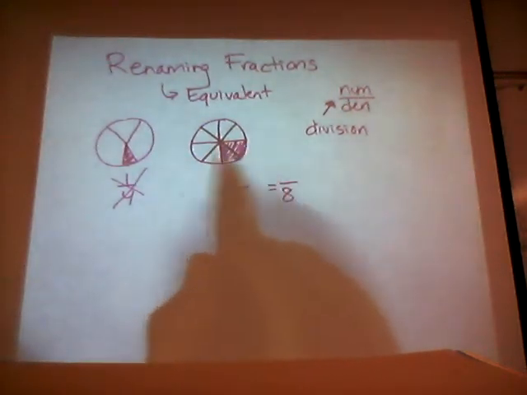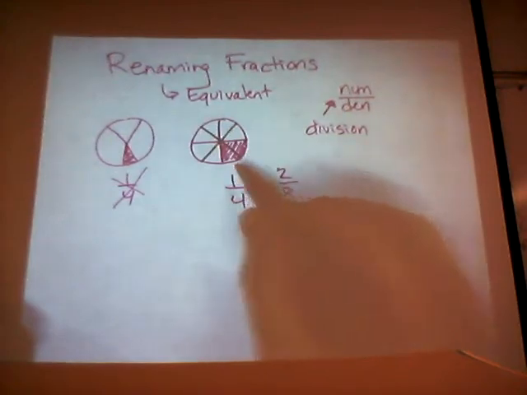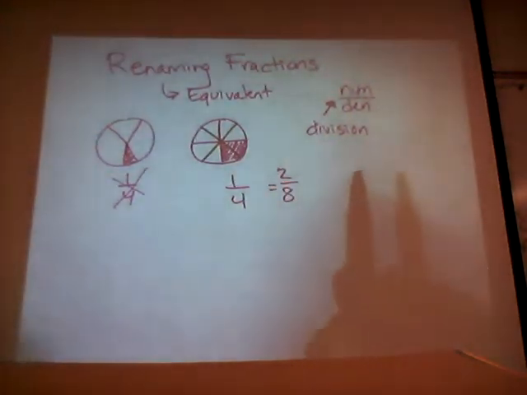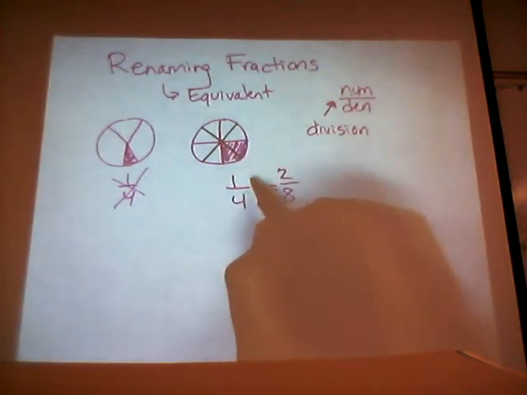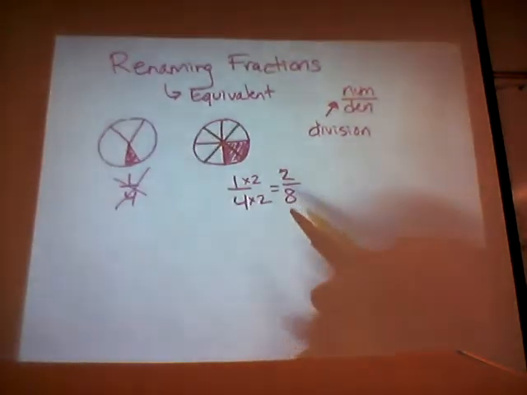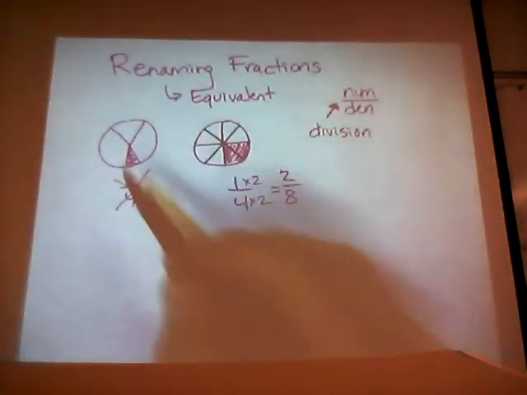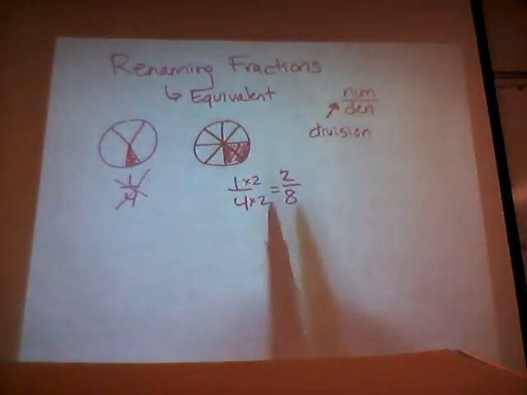How many parts are shaded? 1, 2. 2 parts are shaded. Because what I did was I doubled. When I cut this piece in half, I took it from 1 piece to 2 pieces. I doubled the number of parts, and I also doubled the number of whole pieces in my entire pizza. And guess what I just did? I just simply renamed a fraction. I went from 1/4 to 2/8.